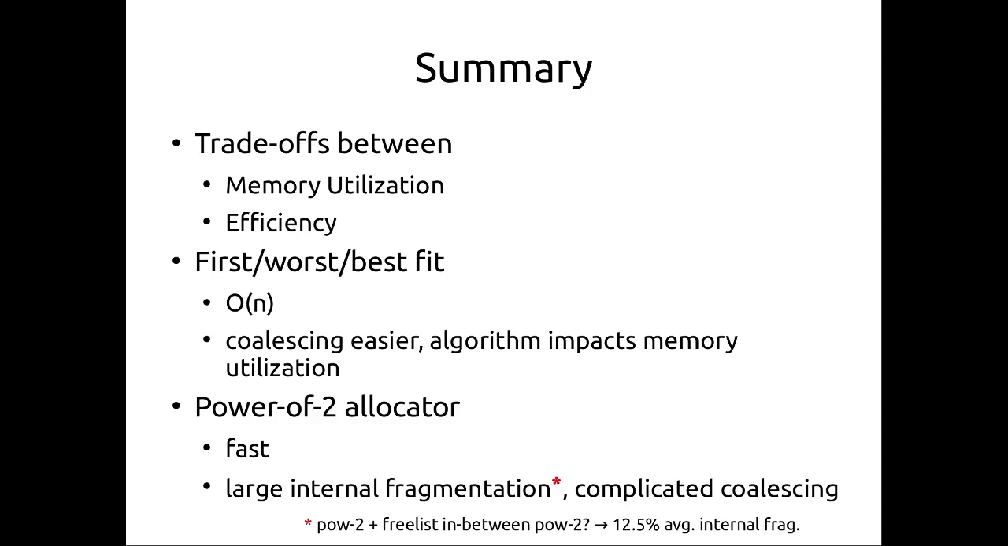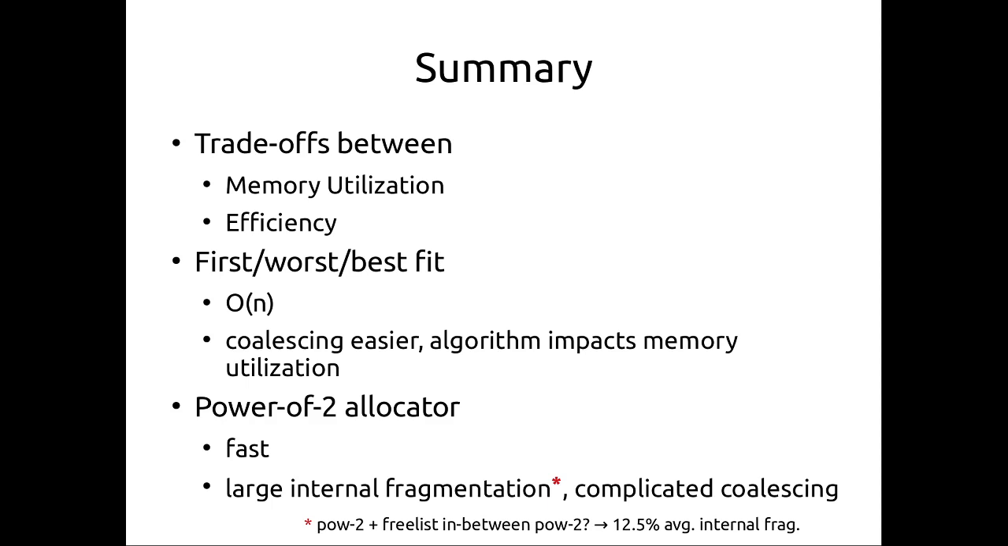So, in summary, when you're implementing malloc and free, you need to be really clever about how you're storing your data structures. No matter which way you look, there are trade-offs. These trade-offs are typically between memory utilization and the efficiency of the algorithm. We'll see next time that they also span parallelism and the API, how easy the API is to use. We saw that there are a number of algorithms for this. First fit, worst fit, best fit are all O of n. First fit is O of n, but practically faster because it uses the first allocation.